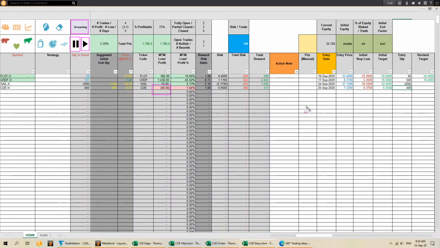Because I assumed I got filled higher than the current price, it is showing my current PNL is loss $48. That is minus 1.64% for this particular trade. What is my total risk? $380, and total reward is $412. Risk per share is $0.95. The difference between risk and total risk is that risk is per share, total risk is for the trade position, and my reward risk ratio is 1.08.